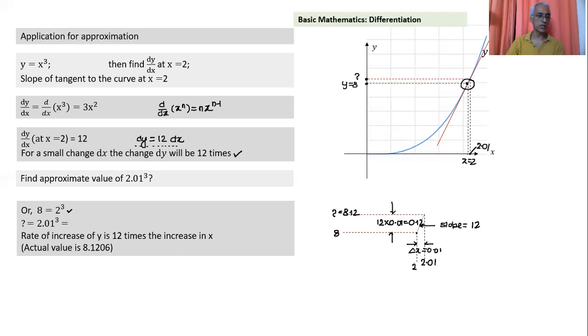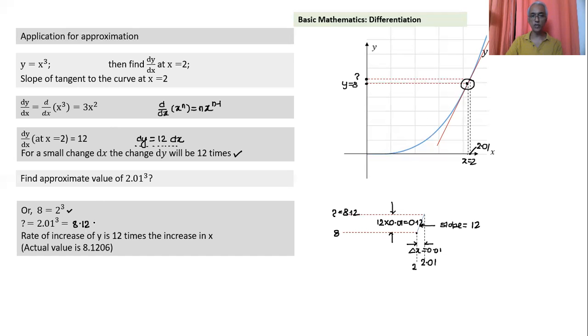Two points close to each other. So x has increased by 0.01. As the rate of increase of y is 12 times the increase in x, what will this value be? As x increases by 0.01, y will increase by 0.12. So this value will be equal to 8.12. That's the approximate value of 2.01 cubed.